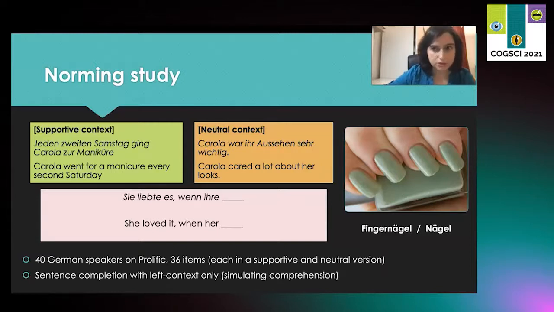We carried out this study also on Prolific Academic with 40 German speakers and 36 items. This was a sentence completion study with left context only. In this case, we want to simulate comprehension. We want to know for a comprehender how predictable the target would be.